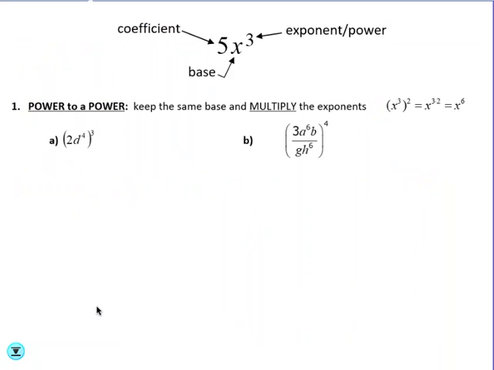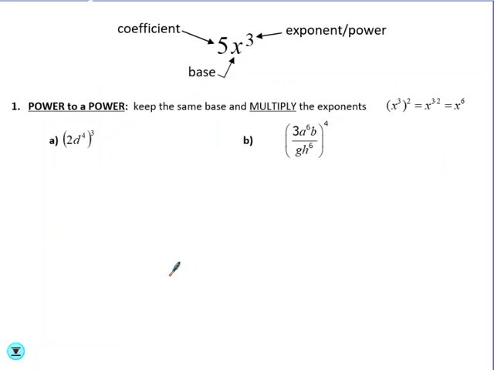Just as a reminder, the coefficient is the number in front of the term. The base is generally the variable, and the little number that's up top is the exponent or the power.